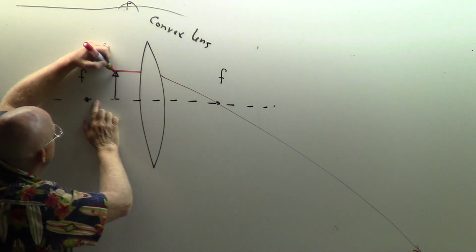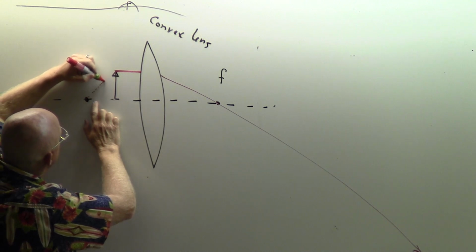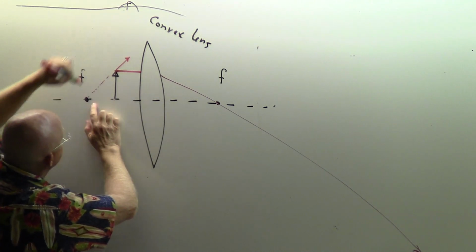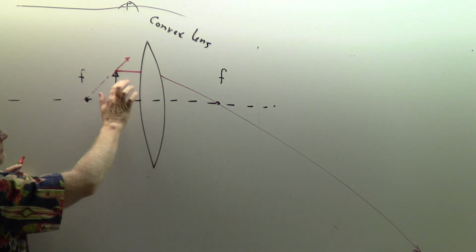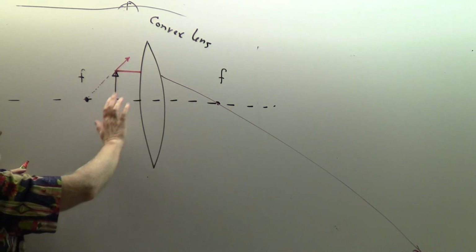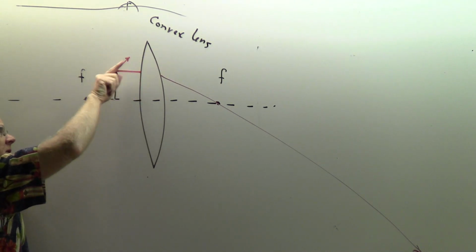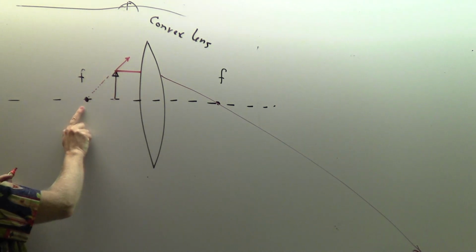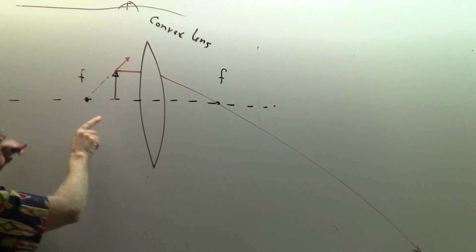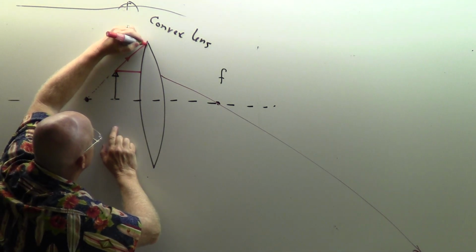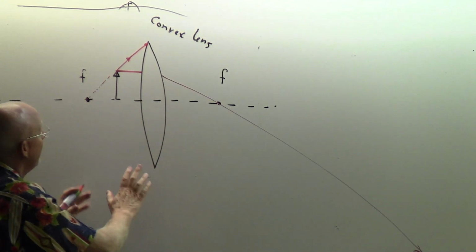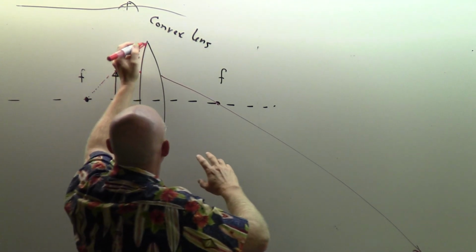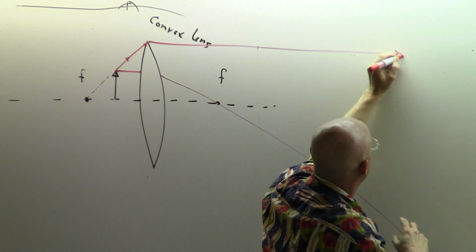So what I need to do is to draw one that is coming from the object to the lens, but the one I want to draw is the one at the same angle as if it was coming from the focal point. Because when this one hits the lens, and I almost made my lens too small there, it would go parallel.